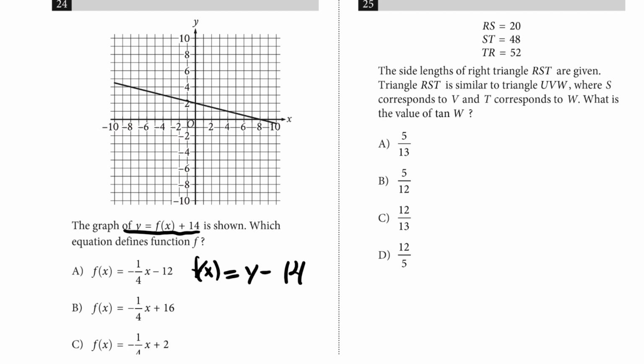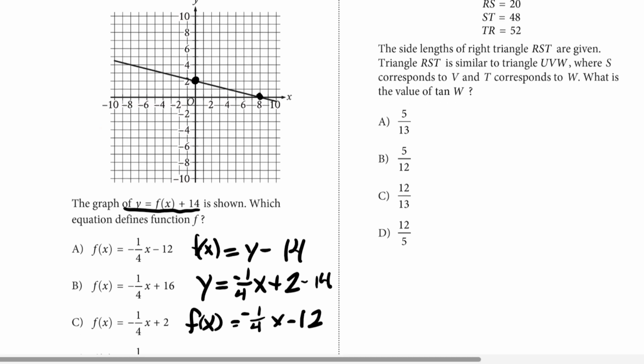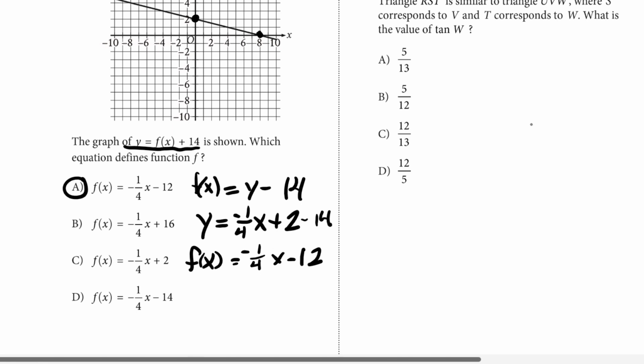The y-intercept is positive 2, so it's going to be y equals something times x plus 2. And then we need to see our slope. We have a point right here, y-intercept of 2, and an x-intercept of 8. That gives us a slope of negative 1 over 4. So in order to find f of x, all we have to do is subtract 14 from this value, and then we will get f of x equals negative 1 over 4x minus 12, which gives us A.